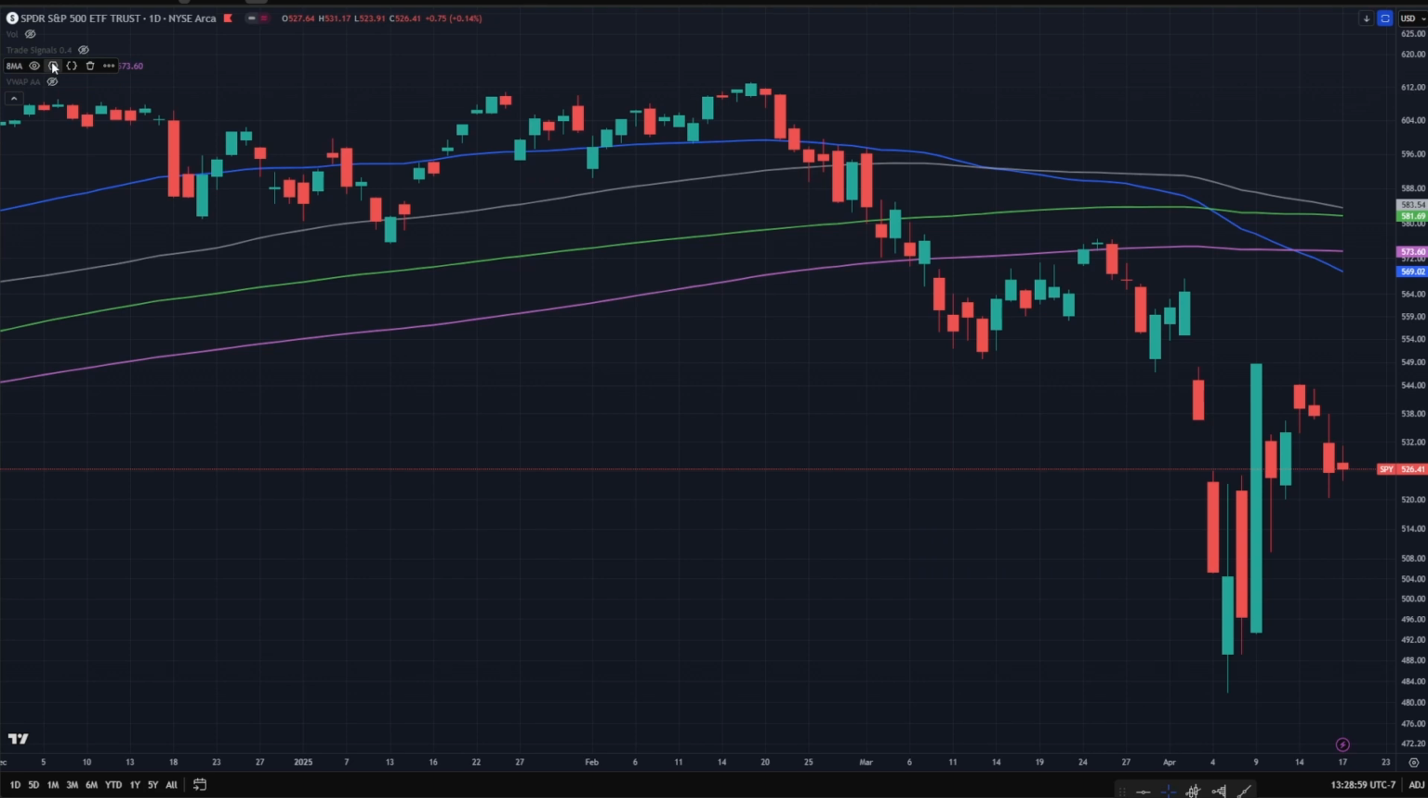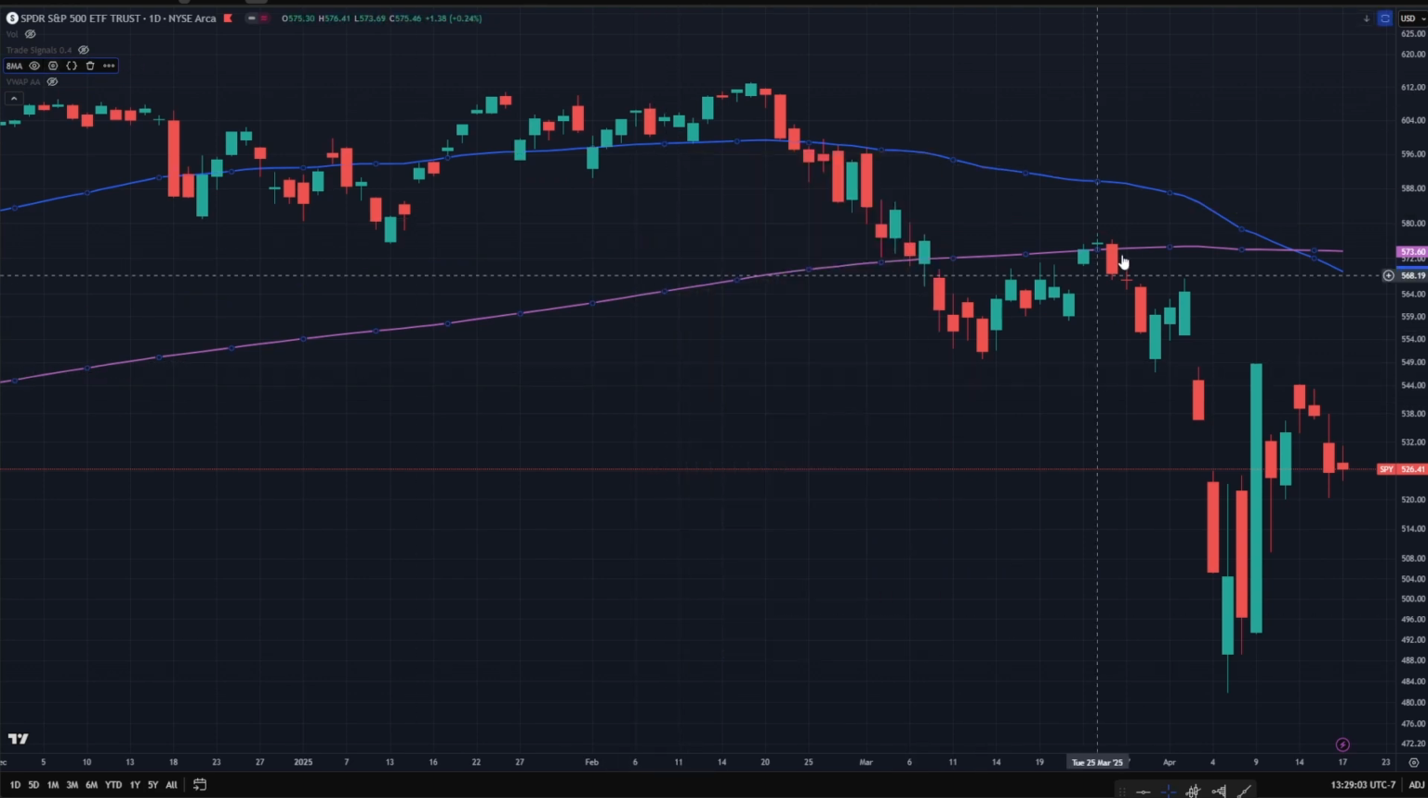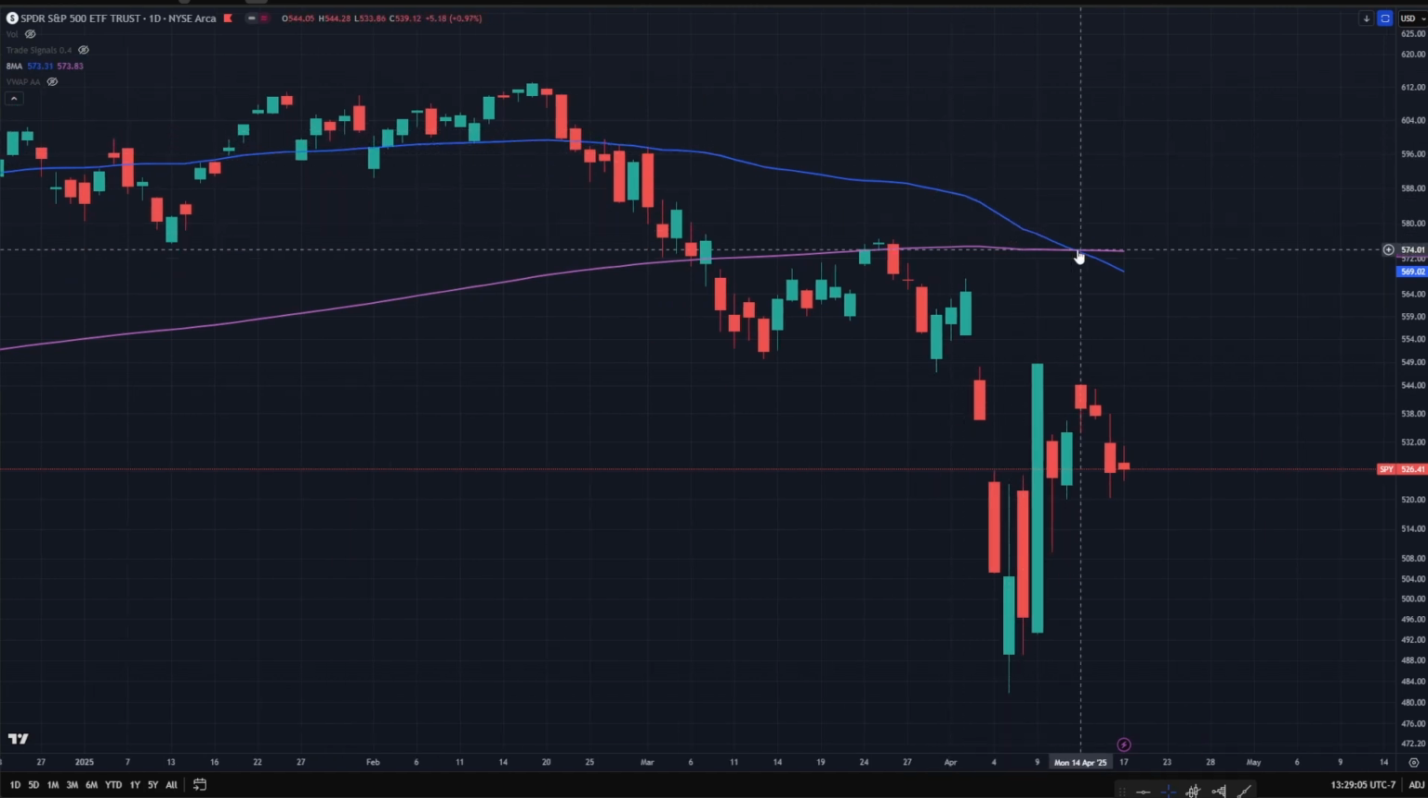Now, a lot of people have been talking about the dreaded death cross, right? That's the 50-day moving average closing below the 200-day moving average. The 50 day is in blue, the 200 is in purple or pink. And we formed the death cross on Monday, April 14th. The death cross has the reputation of meaning that we're going to see a recession or a bear market, lower lows, more pain is coming basically.